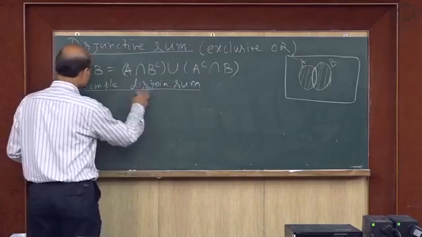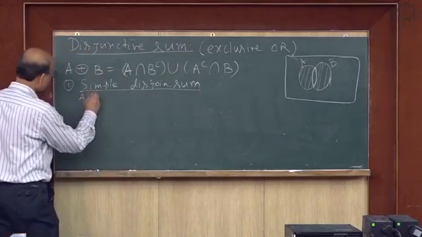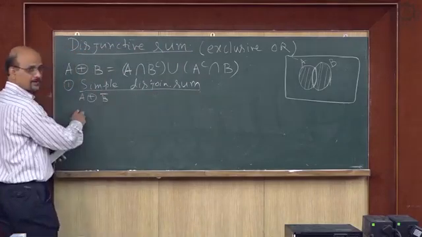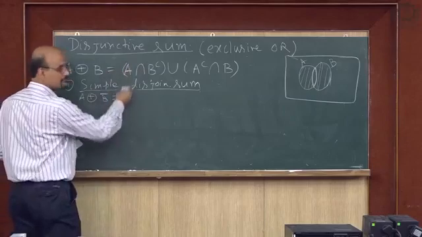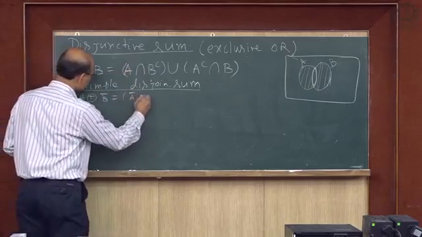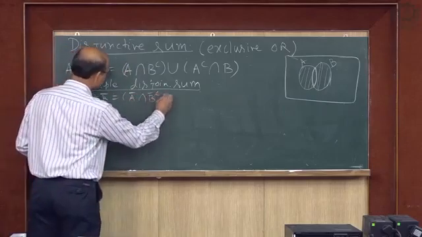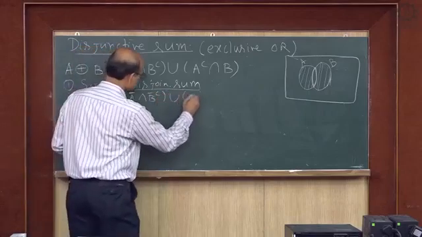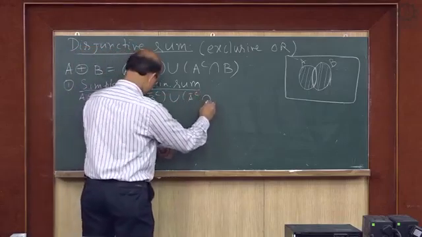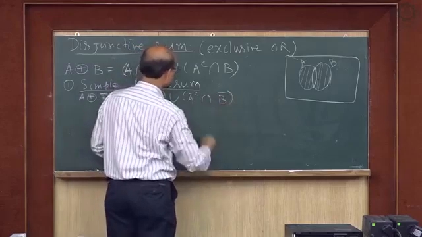Simple disjoint sum I will write like this, same, A plus A bar plus B bar, just replacing by bar: A bar intersection B bar complement union A bar complement intersection B bar.